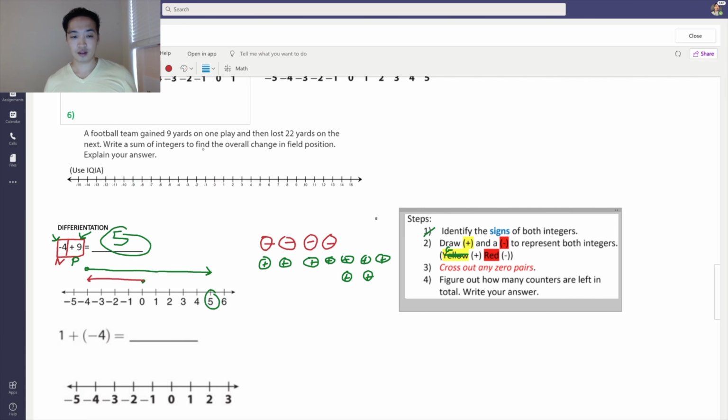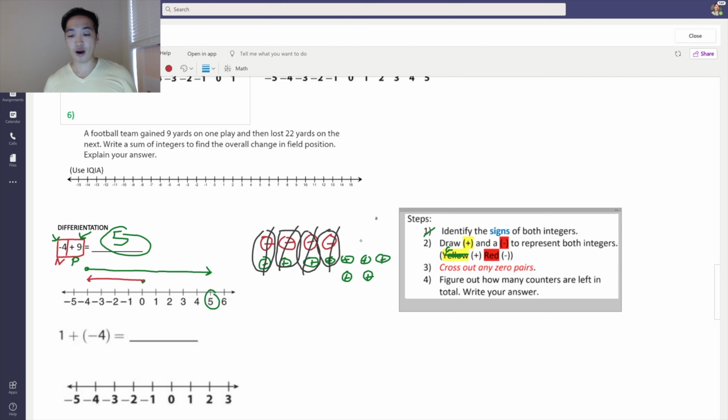All right, so now I'm going to find out how many 0 pairs do I have. I have 1 0 pair. I have 2 0 pairs. I got 3 0 pairs. And I got 4, right? Because a 0 pair consists of a positive and a negative. Therefore, I can mark this out, mark this out, mark this out, and mark this out.